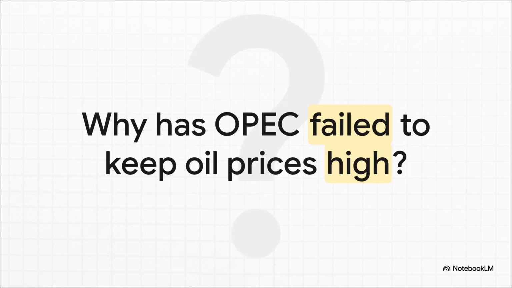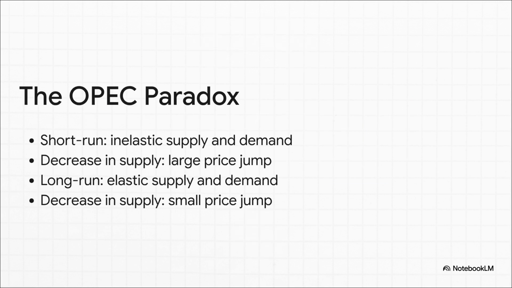Okay, let's pivot to another one. In the 1970s, the oil cartel OPEC orchestrated massive reductions in the supply of oil, creating colossal price spikes and making just incredible profits. But since then, they've repeatedly failed to maintain those sky-high prices. Why is that? This brilliantly illustrates the power of the time horizon determinant we learned earlier. In the short run, oil is incredibly inelastic. You still got to drive to work tomorrow, no matter what the gas price is.